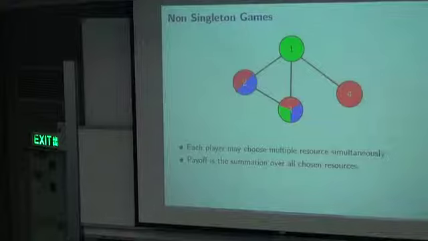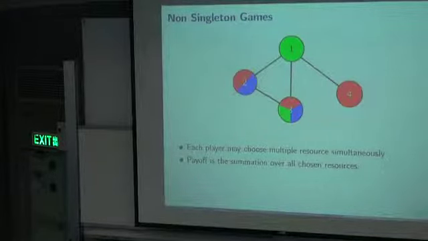One variation is that you can allow so-called non-singleton games. In the previous example, we implicitly assumed that one player can only choose one resource at a time. This is not necessarily the case in practice. In a non-singleton game, a player may be able to choose multiple resources at the same time. This player is choosing 3 colors at the same time. This player is choosing 2 colors at the same time. In wireless communications, a user may have the capability of transmitting over multiple channels at the same time. And the payoff will be the summation of the data rates you get over all channels you choose.